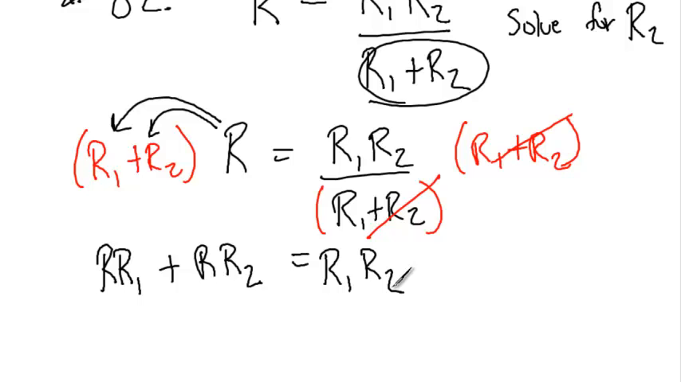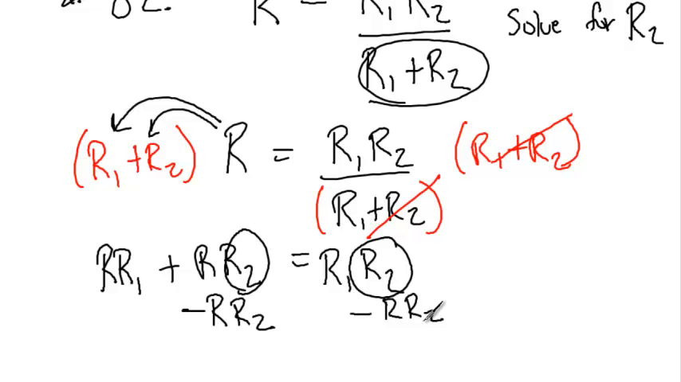Anyway, so now the trick is that what we want to solve for, we have it in two different spots, right? So what we do is we get on one side of the equation everything that has R2 in it. And then on the other side, we don't want any R2s. So what we're going to do is subtract R2 from both sides.